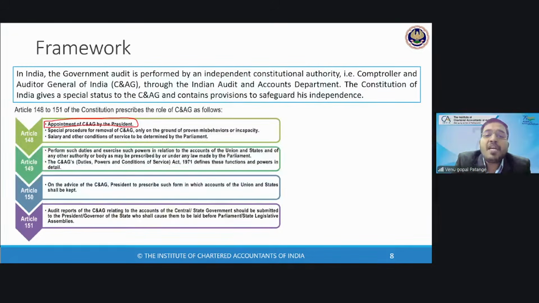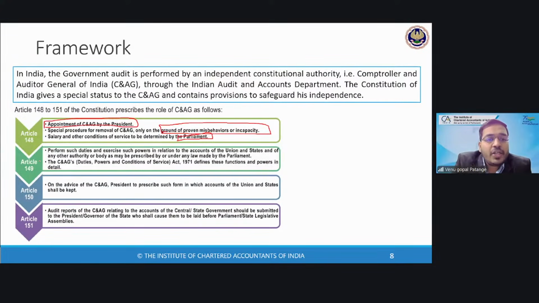In case of any misbehavior or incapacity, let us say the person became of unsound mind, not in a capacity to perform his functions and activities, he has to be removed. Or he may be involved in some misbehavior, then C&AG has to be removed from his position. Salary and other conditions also have to be determined by Parliament. So all these are from Article 148.